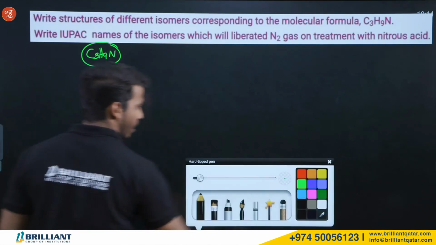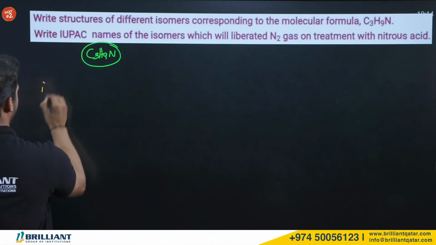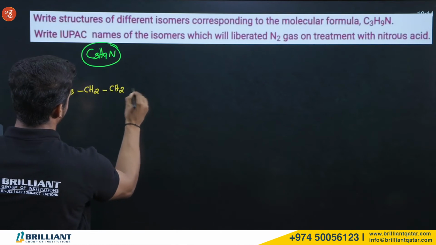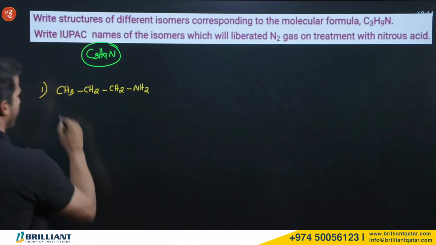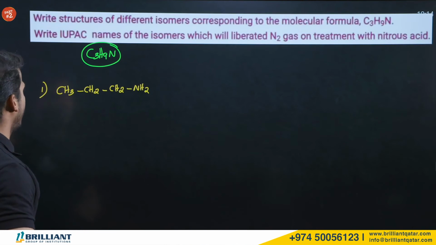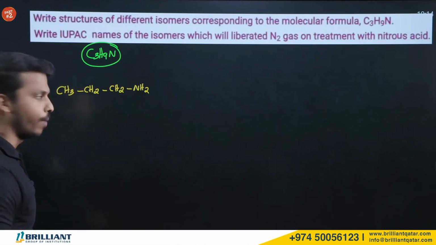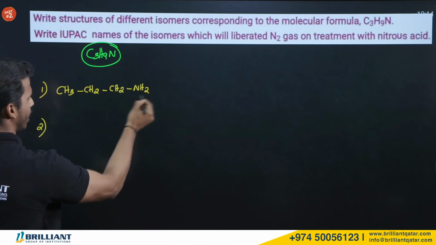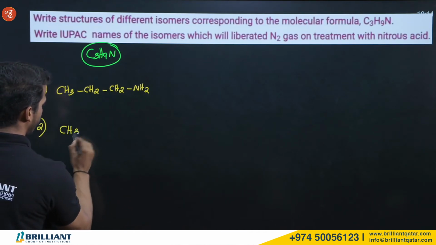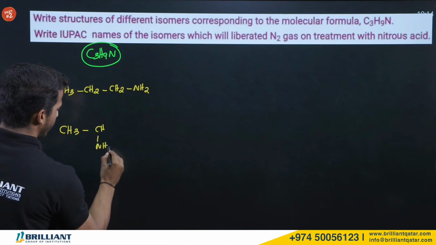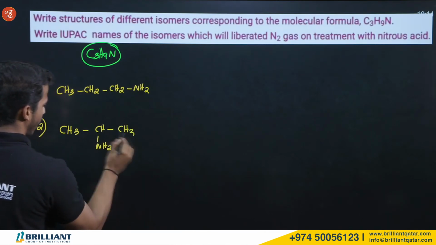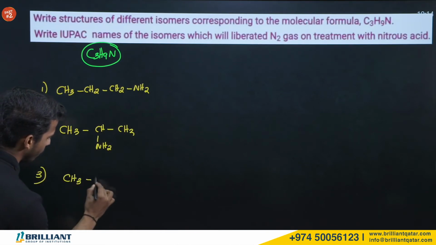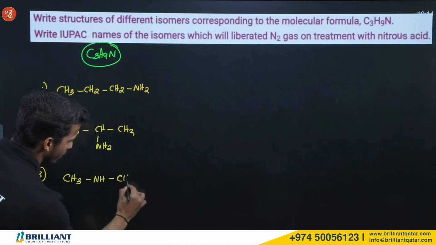C3H9N. So 3 carbon containing amine, maximum we can write. First one, CH3, CH2, CH2, NH2. All of you correct? 3 carbon, 9 hydrogen, 1 nitrogen. It's an amine, right? It's a propanamine. Second one, let me change the position of the NH2 group. So CH3, CH, NH2, CH3. Propan-2-amine.